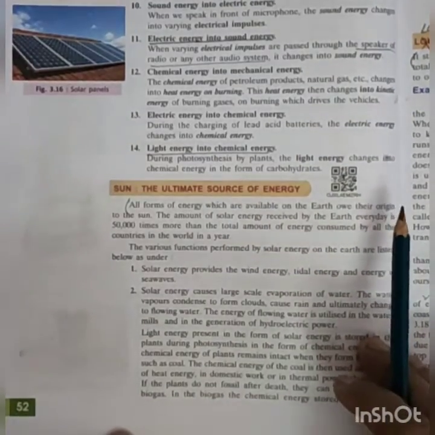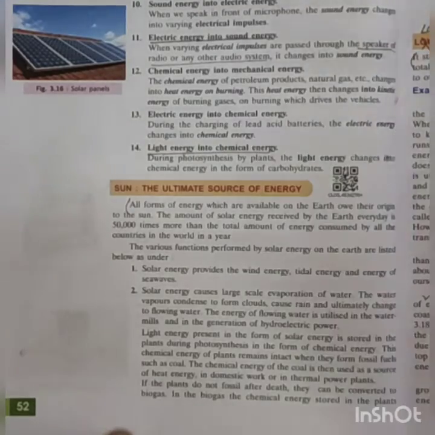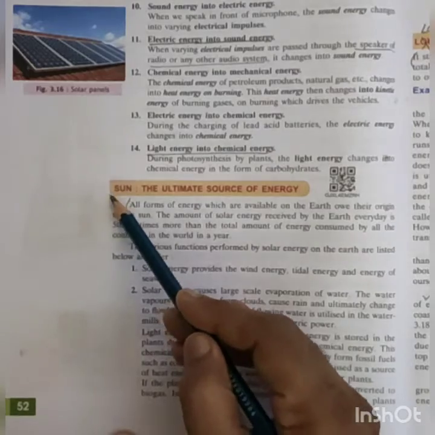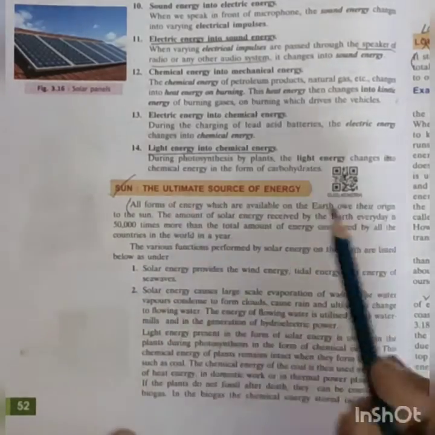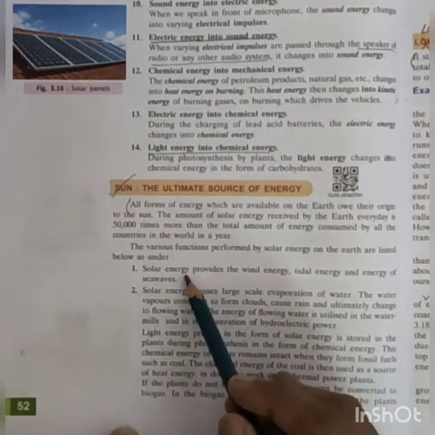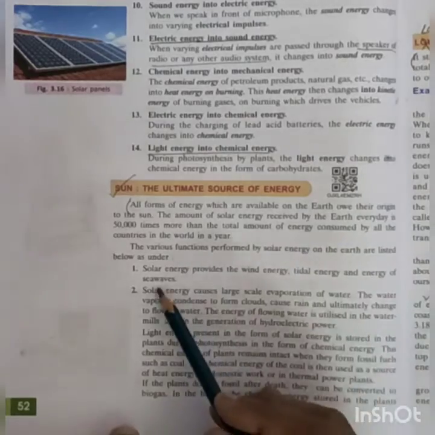So this is a different interconversion of energy from one form to another. Now we should remember this thing, this is very important: the sun is the ultimate source of all energy. Why? Solar energy provides the wind energy, tidal energy and energy of sea waves.